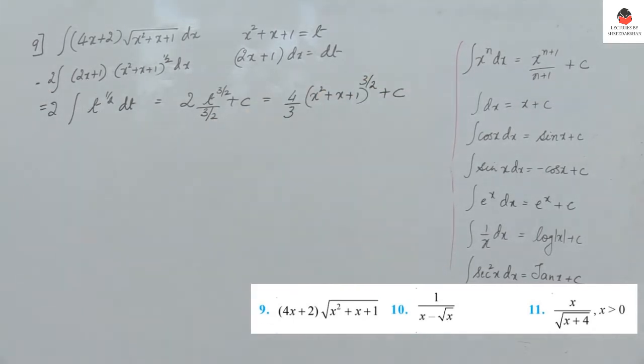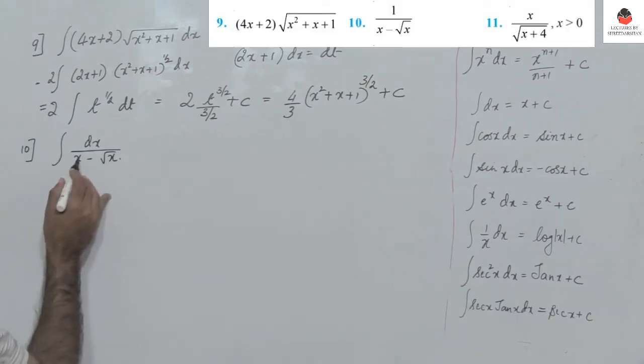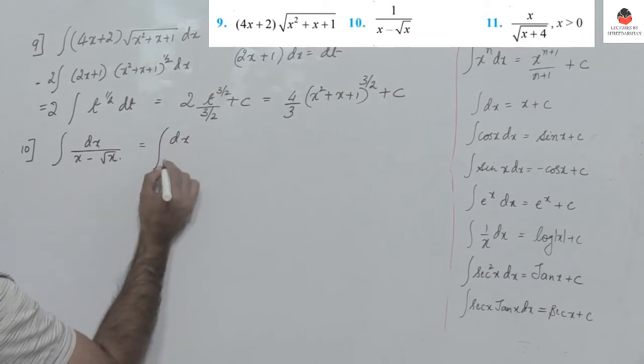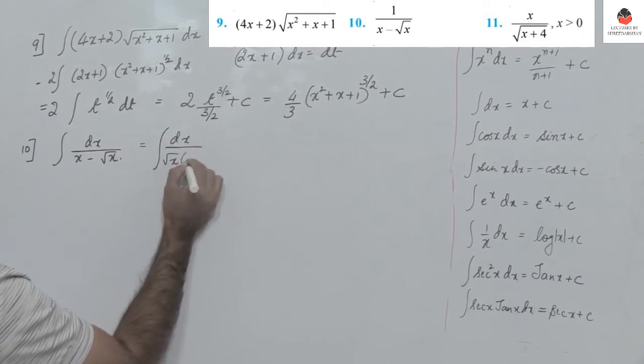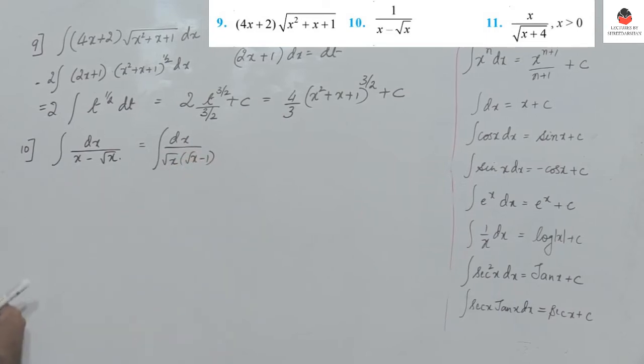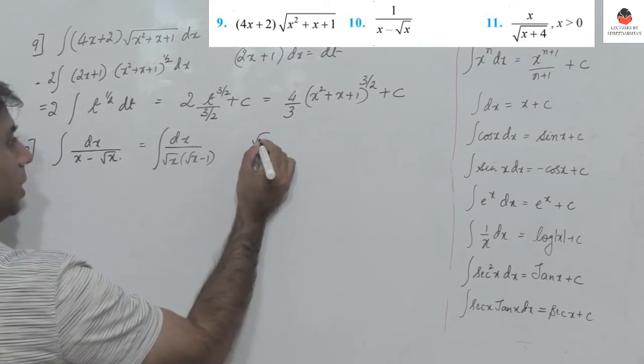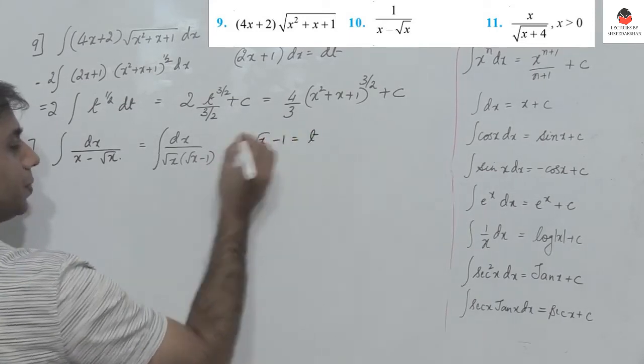A very easy problem. So integral dx divided by x minus root x. So if you observe this, I can take root x common in the denominator. So you get root x minus 1. Okay, so now let me make the substitution. Root x minus 1 equals t.